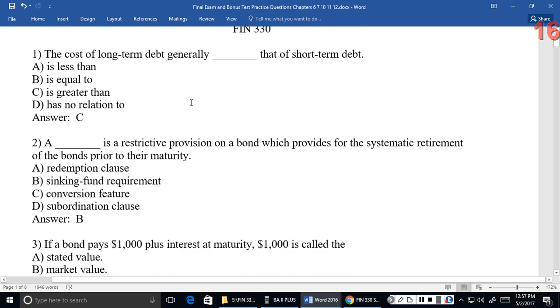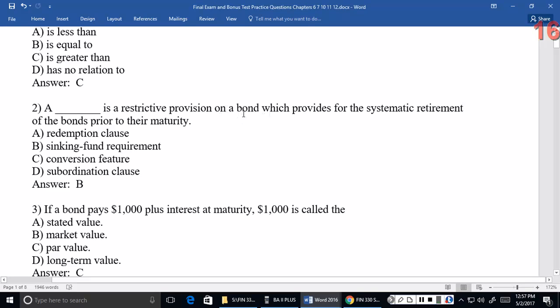Number 2, a blank is a restricted provision on a bond which provides for the systematic retirement of the bonds prior to their maturity. That is going to be what's called a sinking fund requirement. That is in your book, okay? That's one of the things that I mentioned for you to take a look at on your own. It's also in the slides.